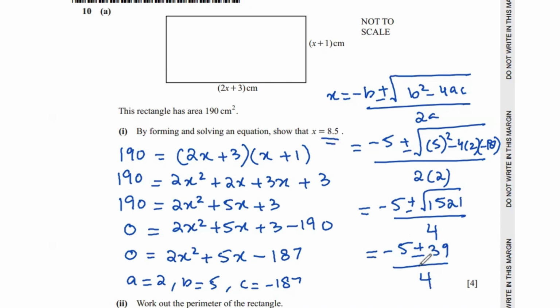Since we need the positive value, we're going to do negative 5 plus 39 divided by 4, and that gives us 8.5. We don't need the negative value, so there's no point in solving for that. We just do negative 5 plus 39 divided by 4, and that equals 8.5.